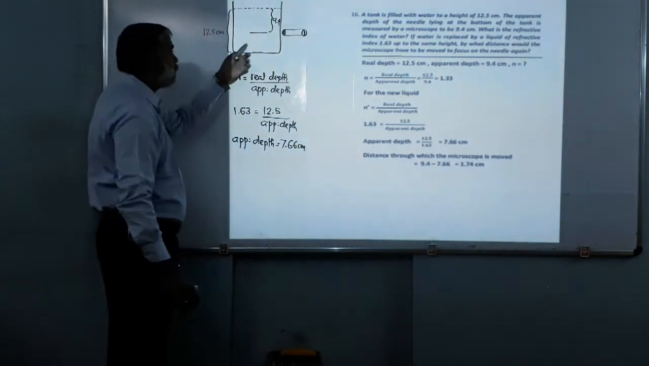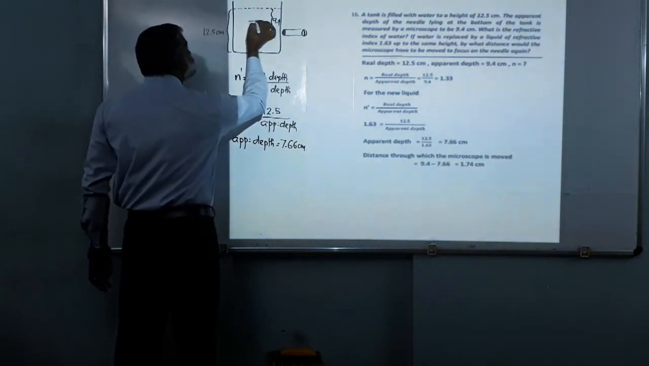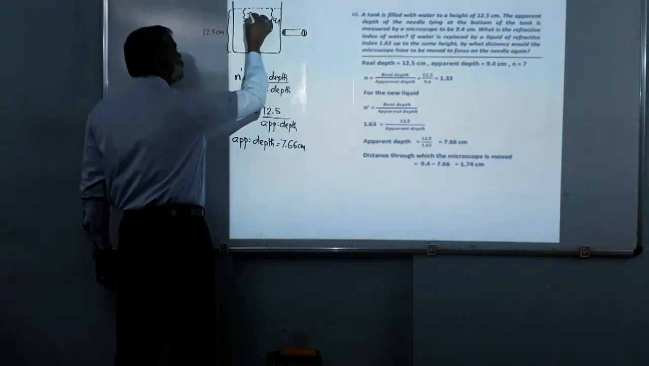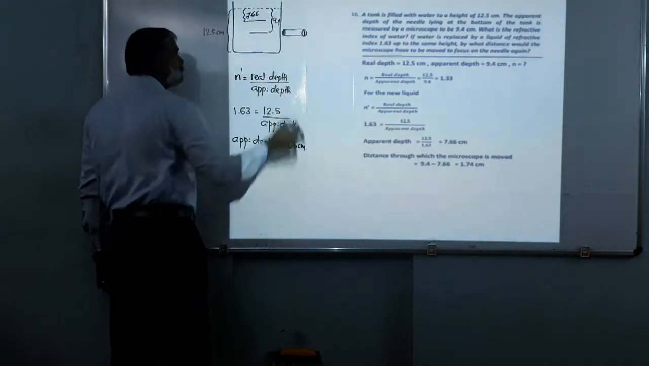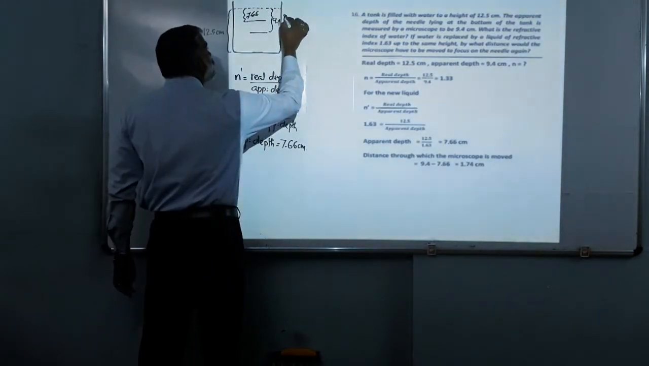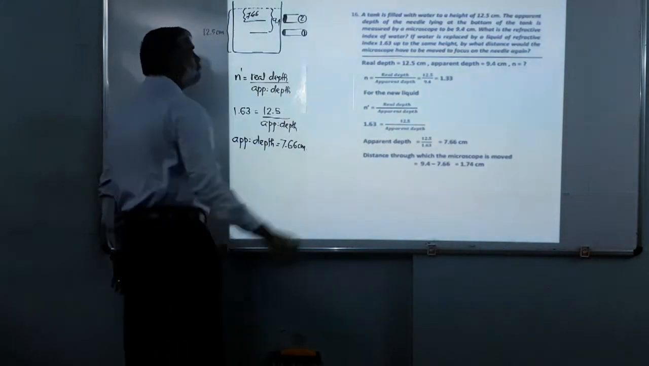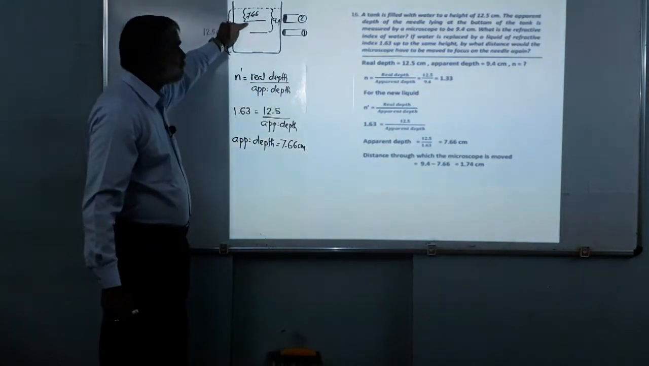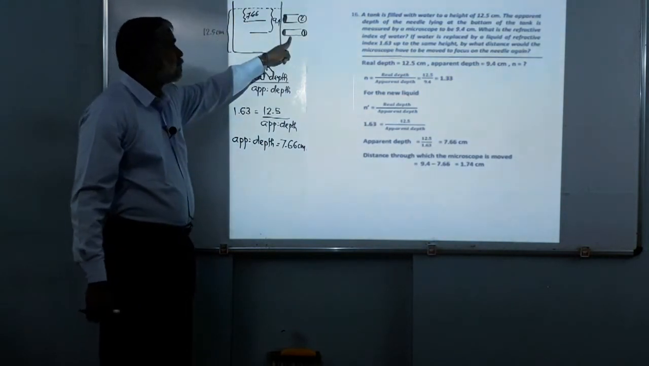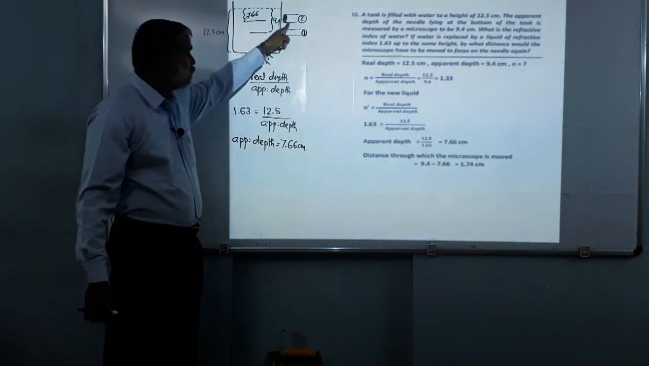Okay. So in the new liquid, the needle appears to be here. This is the position of the needle. The depth of the needle is 7.66 centimeter. So to observe it, the telescope is to be placed here. This is the new position of the telescope, position number 2, observed at a depth of 7.66. The initial position of the telescope is position number 1.